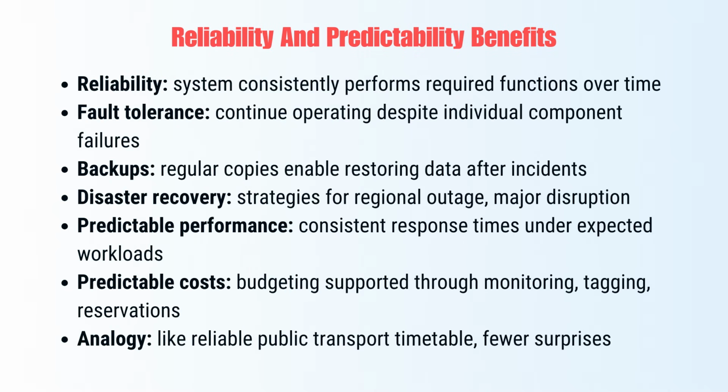Here, we'll shift from surviving failures in the moment to thinking about long-term reliability and predictability. Reliability means that your system consistently does what it's supposed to do over time. A reliable system doesn't just handle a single failure gracefully, it has processes and patterns that ensure users can trust it day after day. One part of this is fault tolerance. In Azure, that often means designing your application so that if one component fails, another can take over. For example, running multiple instances of your web app or replicating your database to another region as a standby.